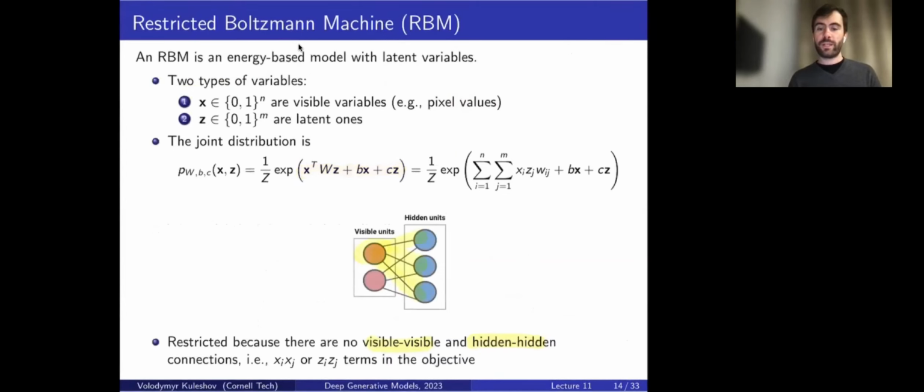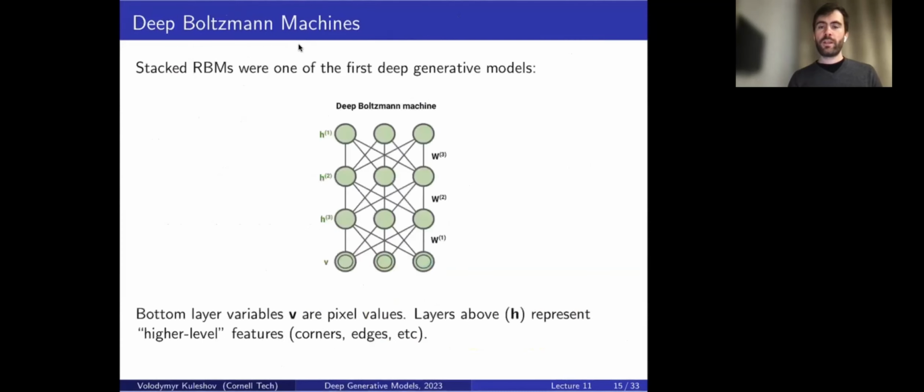Now, okay, back to RBMs. This is a latent variable energy-based model. They're quite useful by themselves, and they're also useful when stacked in layers. And this is what is called a deep Boltzmann machine. This is a historically interesting and important machine learning model. This was probably the first deep generative model that came out as part of the new wave of deep learning.